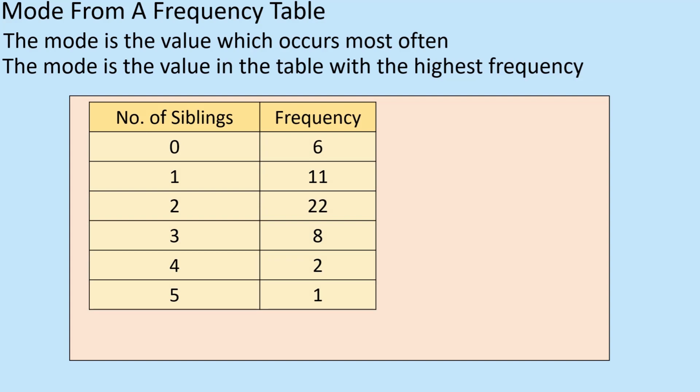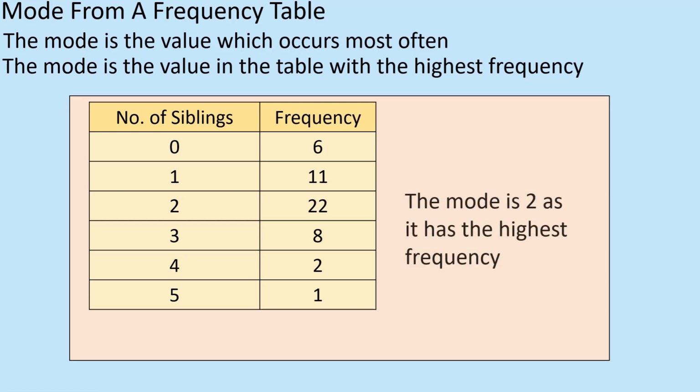So looking at this one, which is the most common answer? How many people said 1? 11. How many people said 3? 8. How many people said 2? 22. So most people said the number of siblings was 2, all right, so that is it. Effectively, my mode is 2. Simple as that. Nothing more complicated.